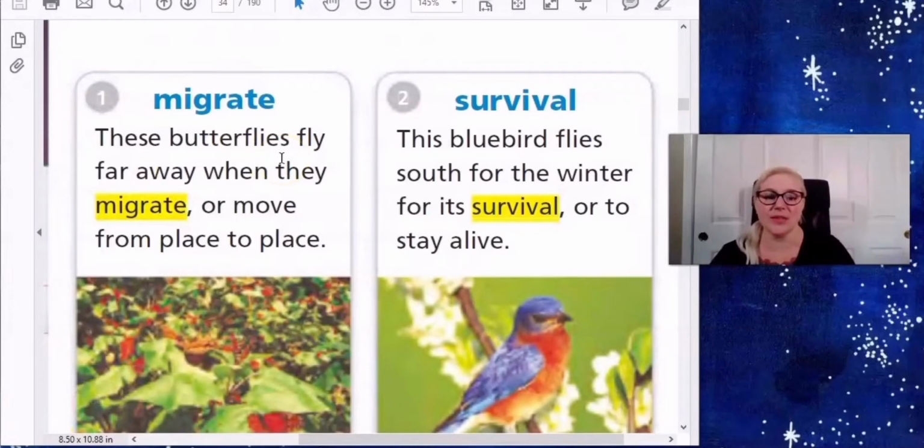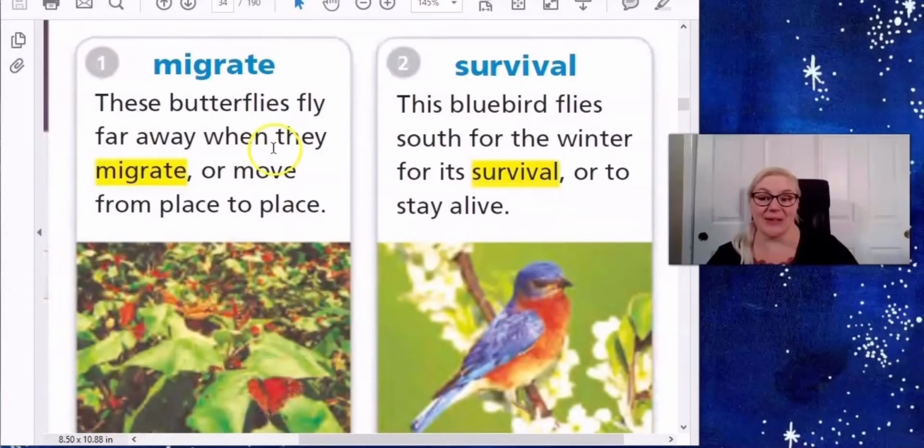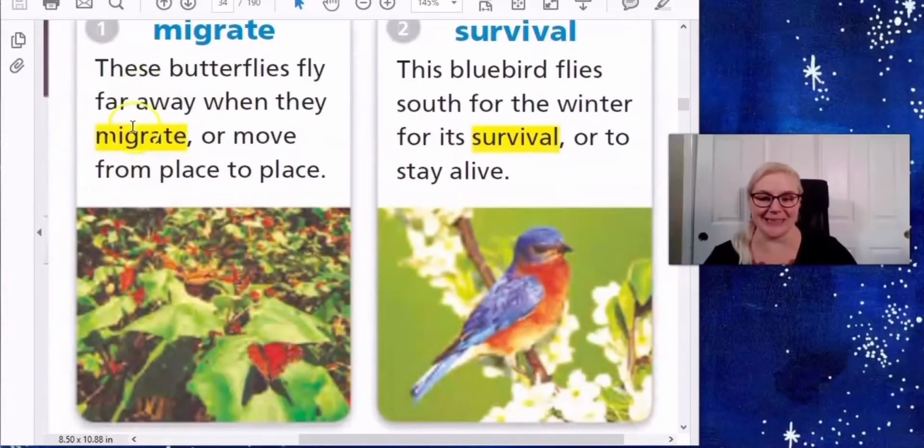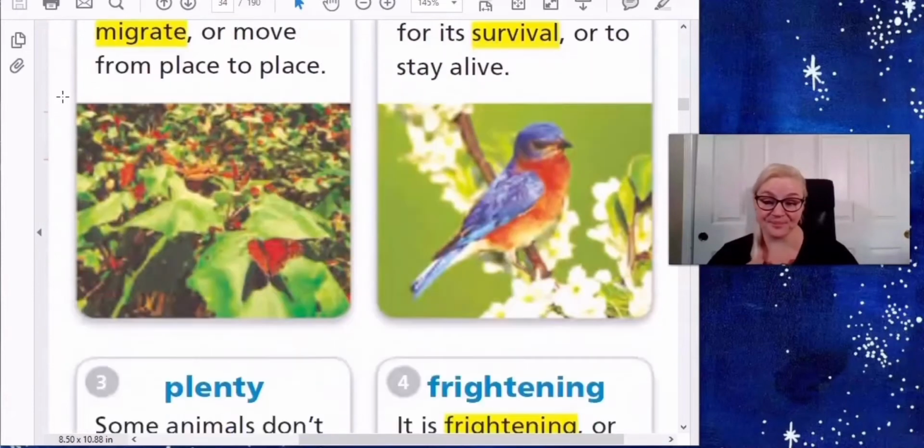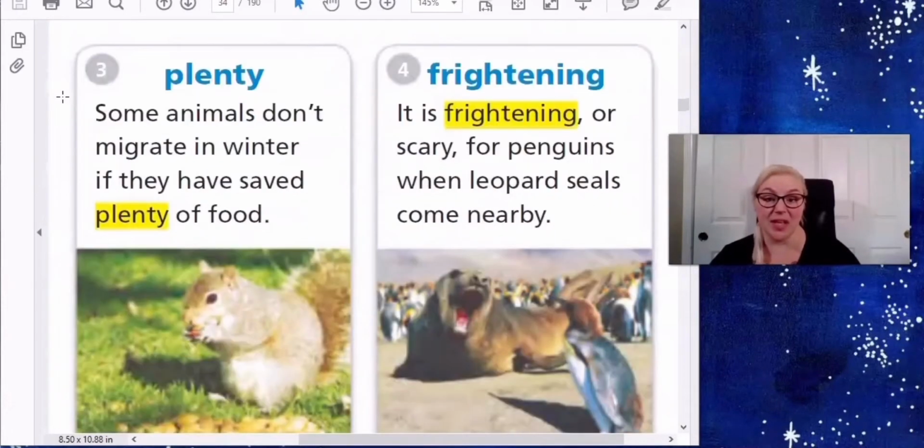All right, so the first vocab word is migrate. These butterflies fly far away when they migrate, or move from place to place. Survival. This bluebird flies south for the winter for its survival, or to stay alive. So survival is to stay alive. Number 3, plenty. Some animals don't migrate in winter if they have plenty of food. You don't have to go find food if you already have plenty of food.